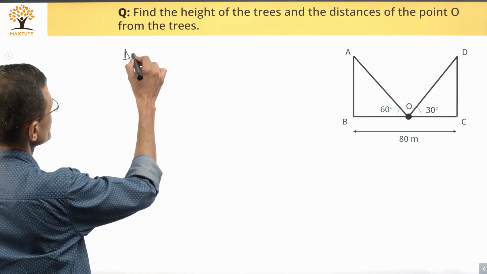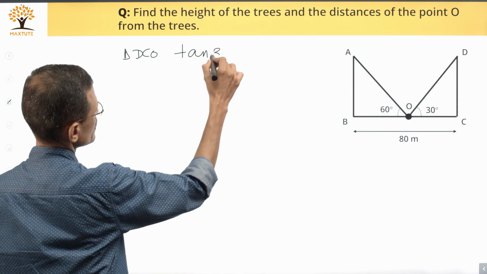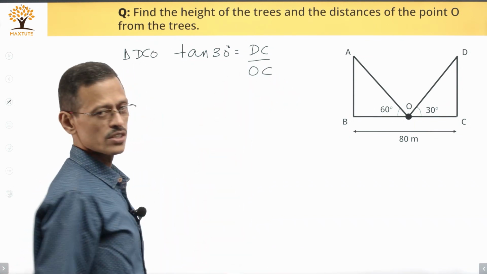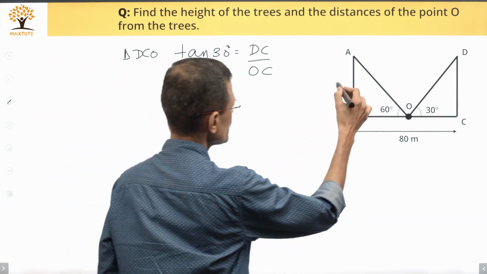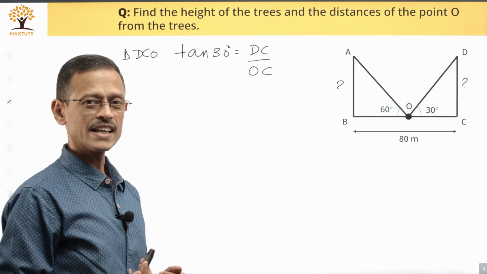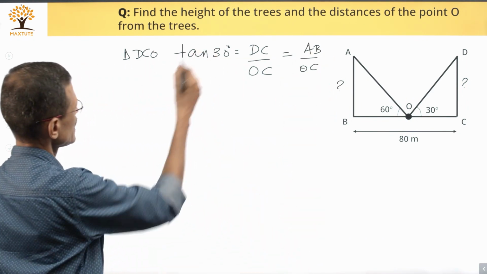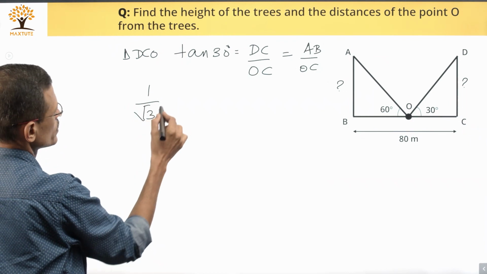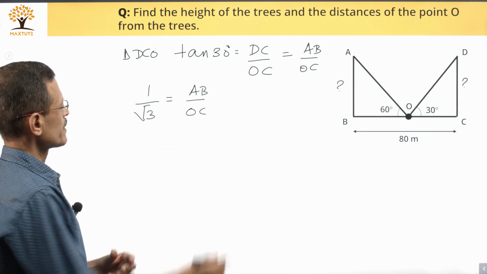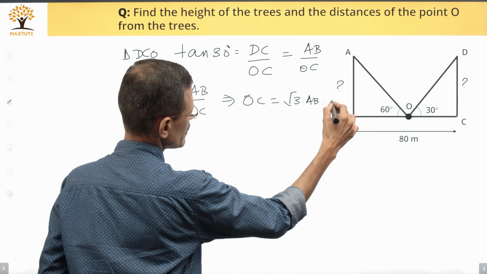The second right triangle that we have is DCO, right angled at C. We are looking at tan of 30 there. Tan 30 is equal to the opposite side, which is DC, divided by the adjacent side, which is OC. But we know AB is equal to DC. So, to keep it easy for us to calculate, I am going to write this DC as AB, right. So, this is equal to AB divided by OC. Tan 30 is equal to 1 upon root 3. This is equal to AB divided by OC. Now, cross multiplying, we will get the value of OC in terms of AB, root 3 AB. We will call it equation 2.